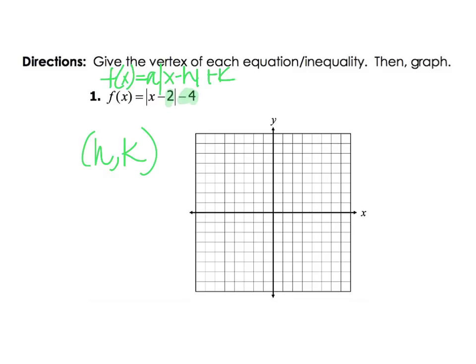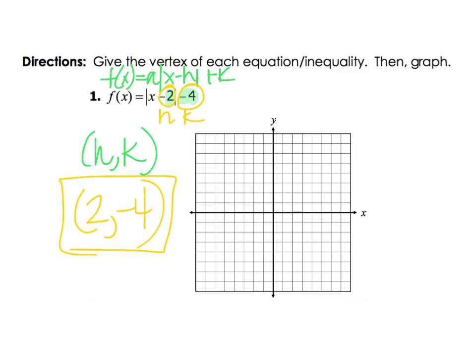So 2 is our h, -4 is our k. So our vertex is going to be (2, -4). So we identified the vertex. We gave the vertex of the equation.